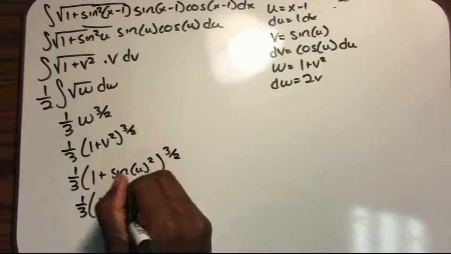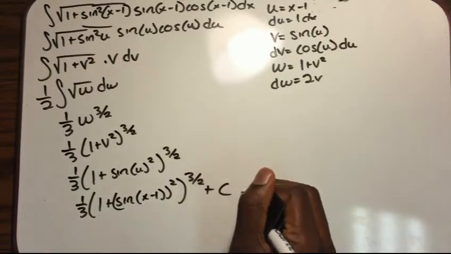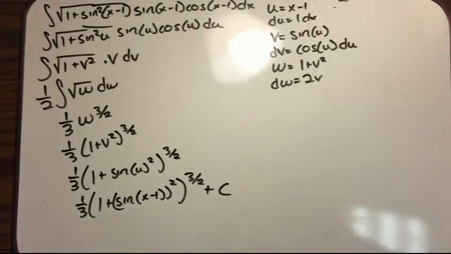And then now we're going to substitute for x, which gives 1/3 times (1 plus sine squared of (x minus 1)) to the 3/2 plus c. So that's using the first substitution.